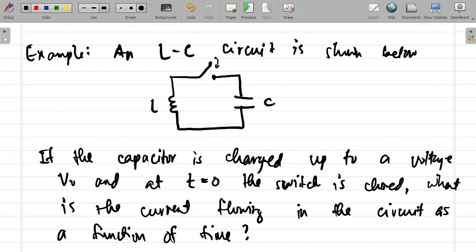So you charged this to a voltage V0, and when you close it, current flows. But what is that current? It is changing. Why? Because you have an inductor here. With changing currents, energy is stored in it, and sometimes it gives off that energy. So what is the current flowing in the circuit as a function of time?